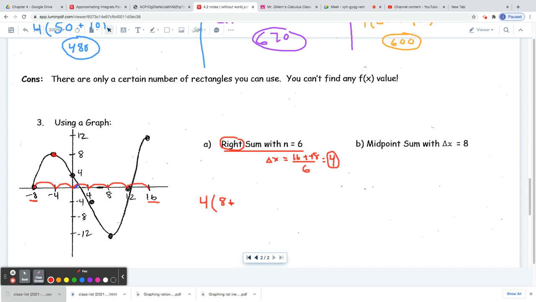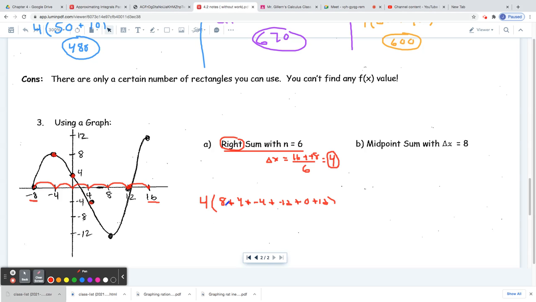Then from -4 to 0, what's that? The right side is this one here, which is 4. Then my next one, the right side is this, which is -4. Then the next one is -12. Next one, the right side, this one is 0. And finally, you have 12. And if you notice, you should have 6 numbers in there. 1, 2, 3, 4, 5, 6.